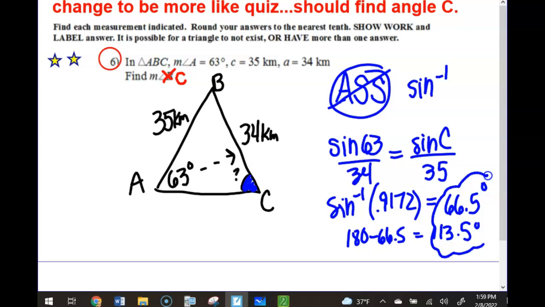Why do you think I did that one today? Oh, maybe there's one like that on the quiz. Maybe. All right, again, it was two sides and an angle not in between, or it was using law of sines backwards to find an angle.